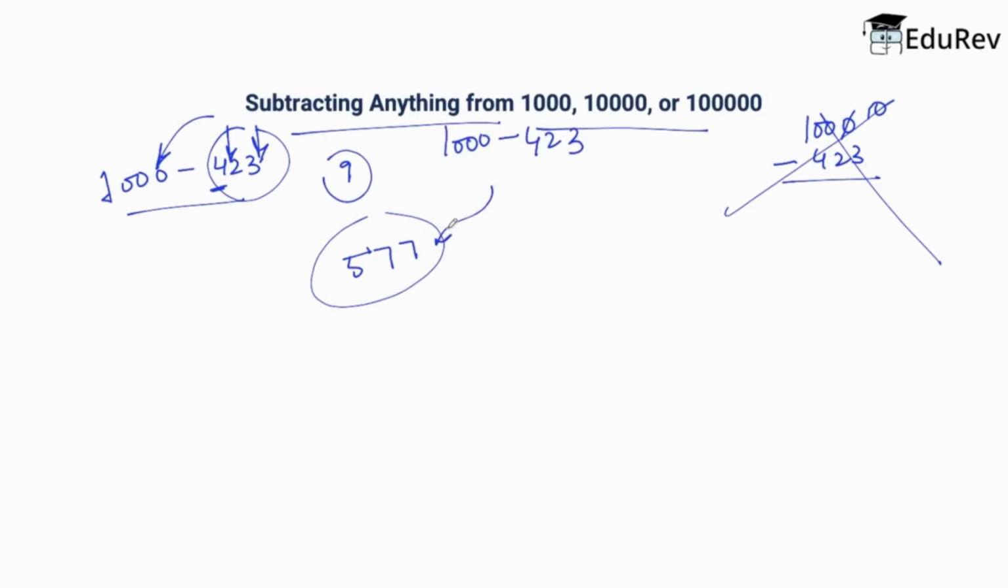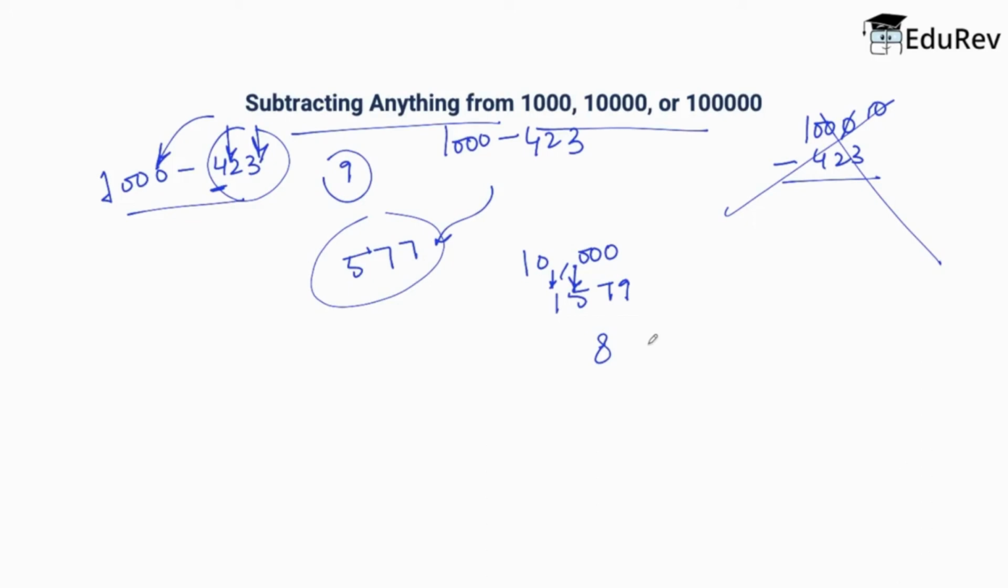Alright. Now let's take one more example. Suppose you need to subtract 1579 from 10,000. You have 10,000 and you need to subtract 1579 from it. So what are you going to do? The first number is 1. So you need to subtract what? You need to subtract 9 from it. So it will be what? 8. Then the second is 5.